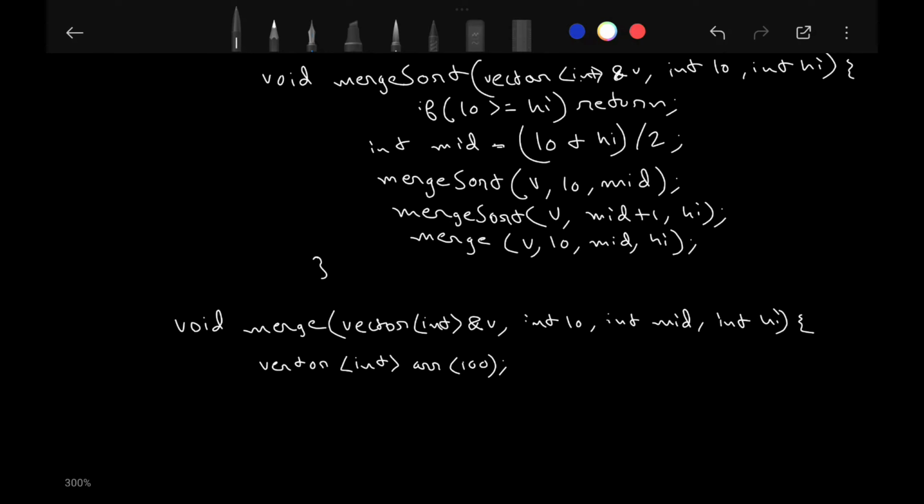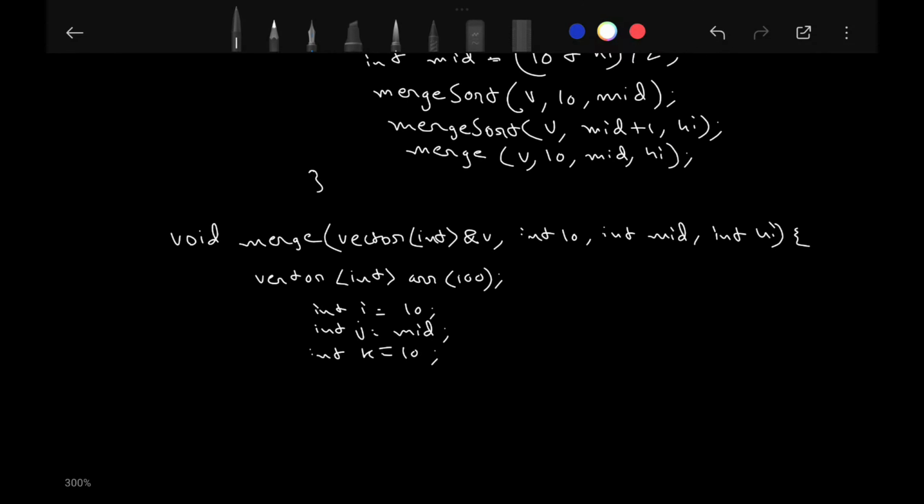We'll take some more pointers like int i, where i will be marking low, int j, where j will be marking the mid pointer, and the int k variable. The int k variable will also be pointing to low. We are taking it to put the elements in our array arr and to traverse that particular arr, so that k element is low.